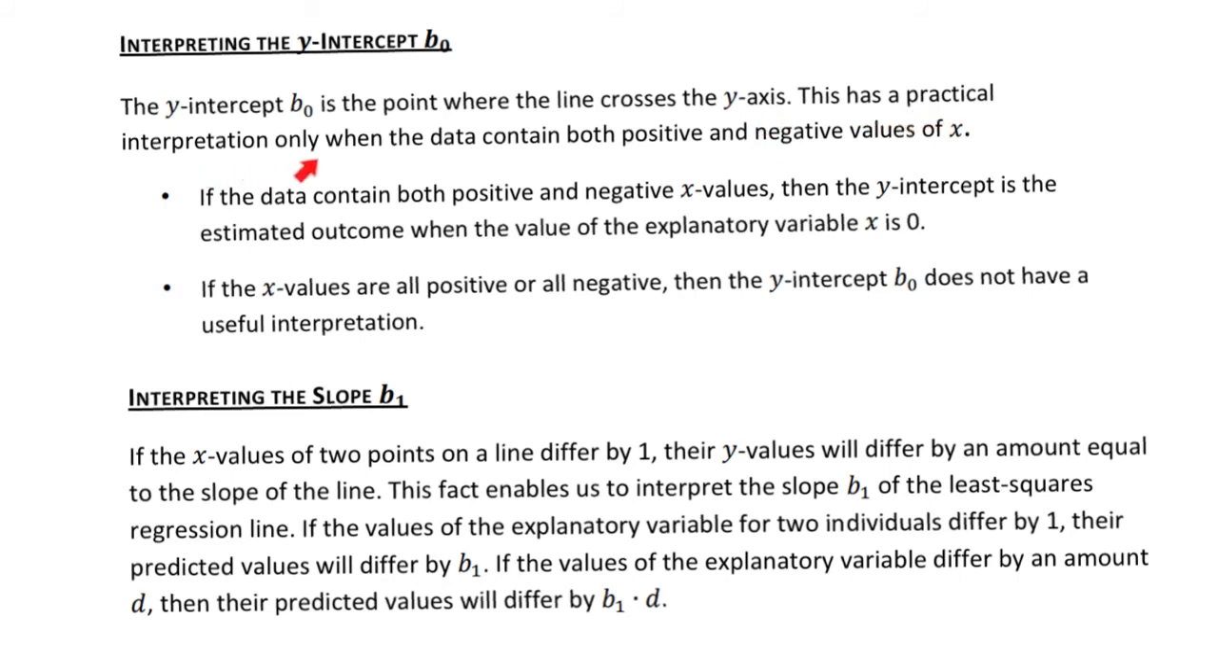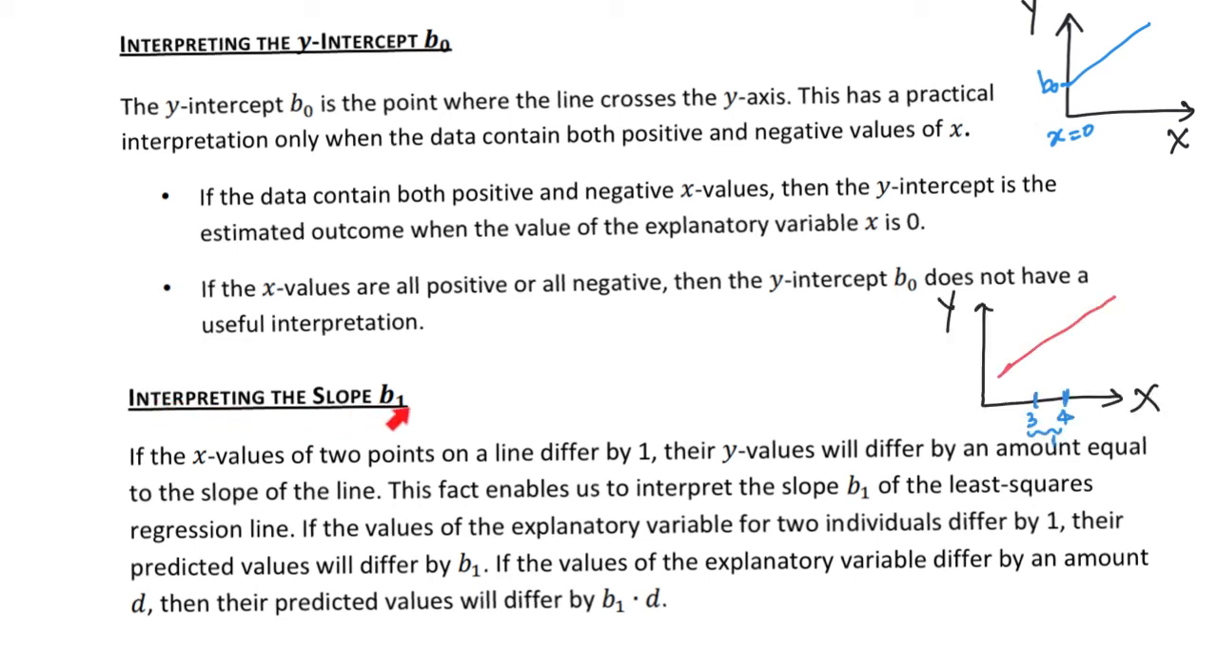Interpreting the y-intercept. Y-intercept is the point where the line crosses the y-axis. This has a practical interpretation only when the data contains both positive and negative values of x. If the data contain both positive and negative x values, then the y-intercept is the estimated outcome when the value of the explanatory variable x is 0. If the x values are all positive or all negative, then the y-intercept does not have a useful interpretation. So this is the y-intercept where the line is crossing the y-axis. If all the x values are positive, then this y-intercept does not have any useful interpretation.